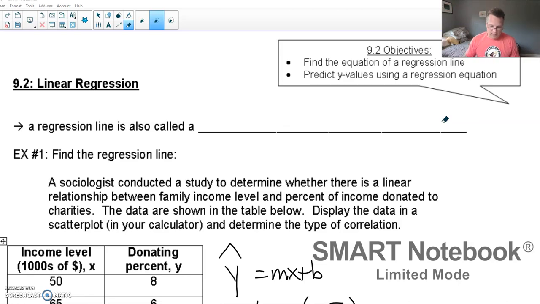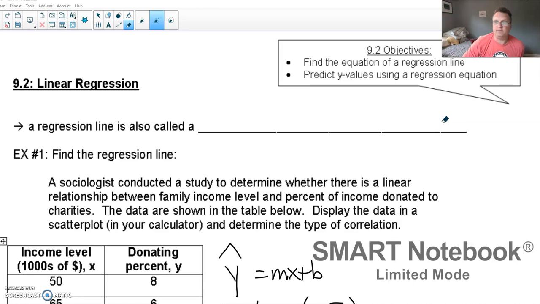Now, 9-2. I didn't get any emails, no questions, so I figured you got 9-1. Can of corn. So 9-1's done. 9-2 is linear regression. The regression line is also called the line of best fit. Now, to find the regression line, this is on page 514.